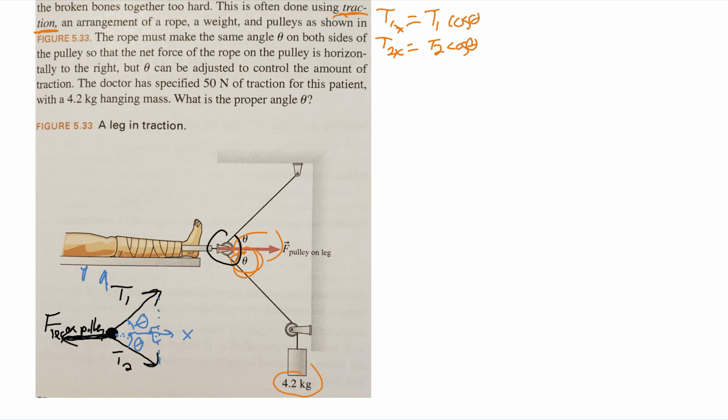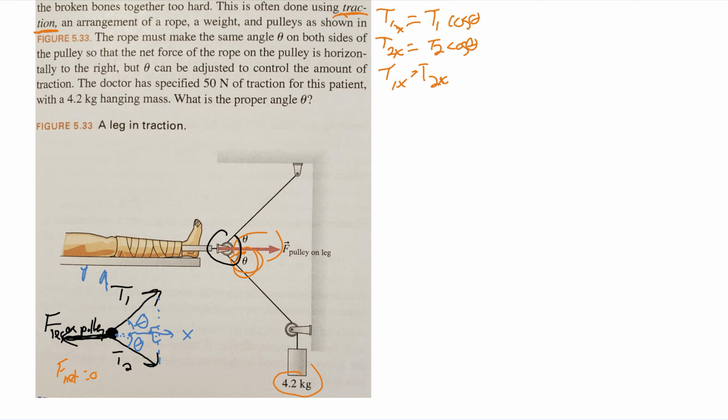Oops, cosine. Okay? Now, what do we know about those two forces? They're equal to each other. So I can say T1x equals T2x. What else do I know about this whole situation? Theta is equal to each other. Is the leg moving? No. The leg is not moving. That force is 0. So F net equals 0. So back on my free body diagram, I can write that F net equals 0.